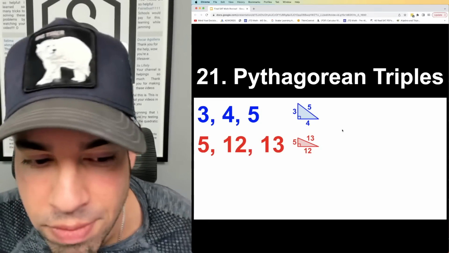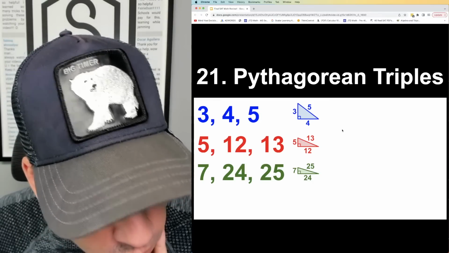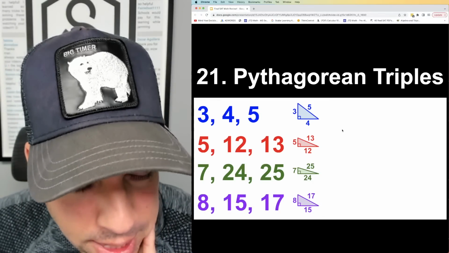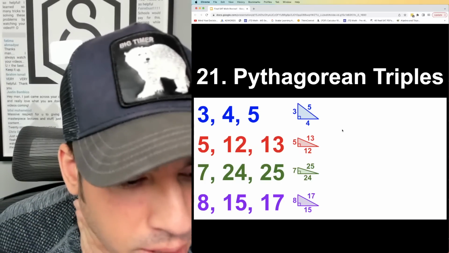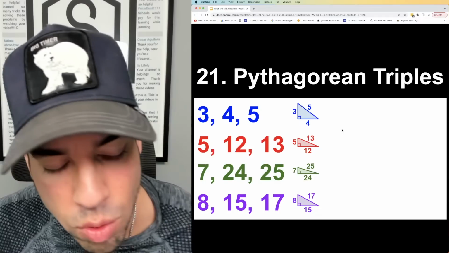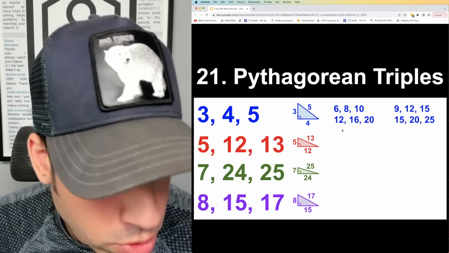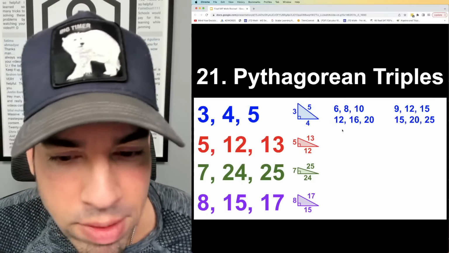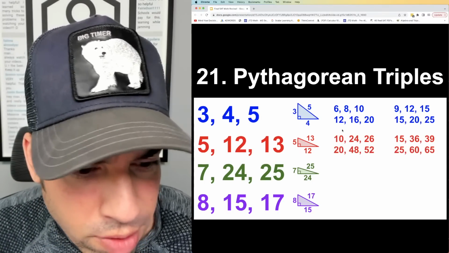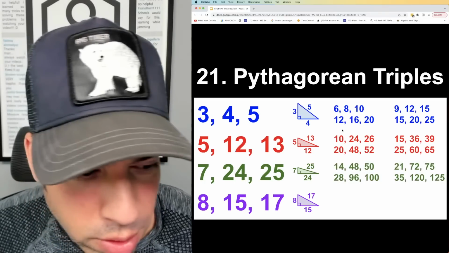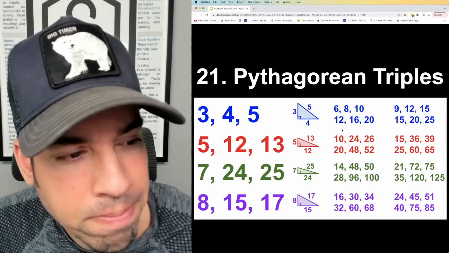Another important one is a 5, 12, 13. 7, 24, 25 shows up less frequently. And 8, 15, 17. I'd say that one shows up more than the 7, 24, 25 on the SAT. And with these come their multiples, that you know will be corresponding values, right? 3, 4, 5 is 6, 8, 10, 9, 12, 15, etc. Those are the multiples of 3, 4, 5, and these are the multiples of 5, 12, 13, 7, 24, 25, and these are all the multiples of 8, 15, 17.